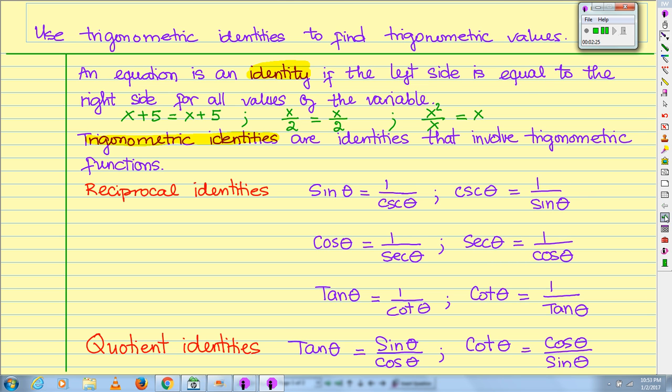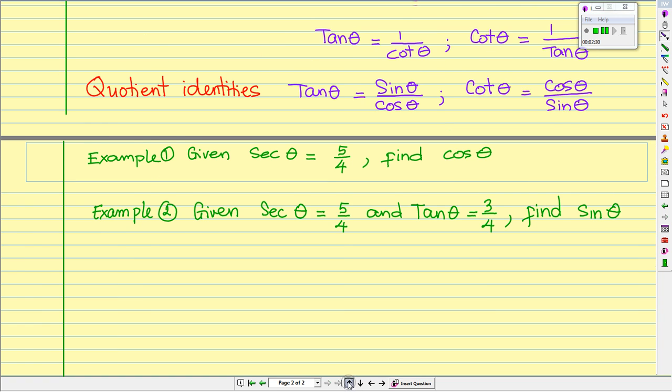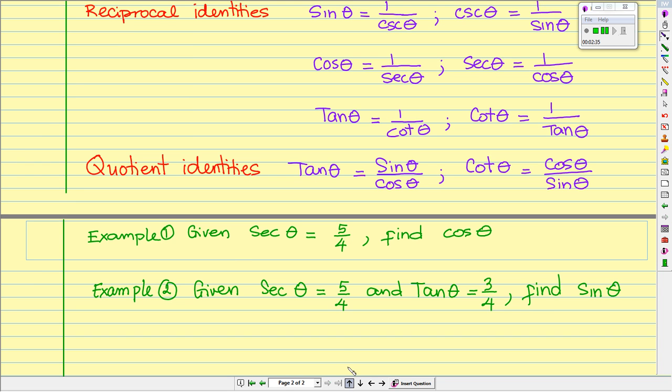Okay, so let's move on to the next identity. The next identity is the quotient identity. It means that when you divide, you find out what the answer is. So tangent is sine divided by cosine. If you remember, tangent is opposite divided by adjacent. So opposite is y, adjacent is x.